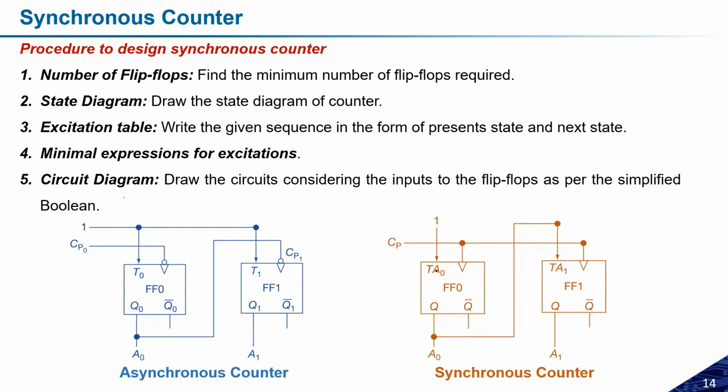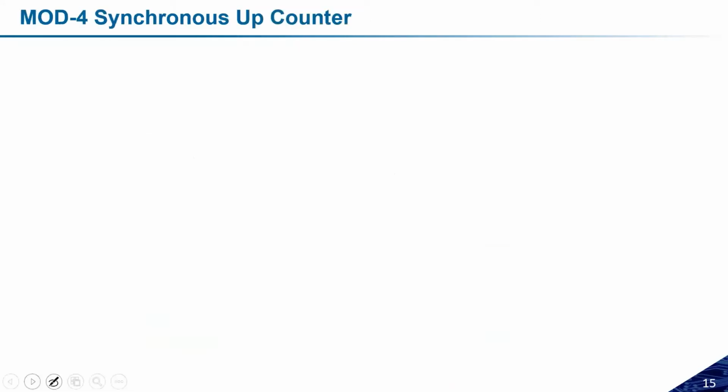So how can we design the synchronous counter? Suppose I have to design a mode 4 synchronous up counter, then what do I have to do? Mode 4 counter means what? Here M is equal to 4, which means 2 to the power n equals 4. If I try to find the number of flip-flops, n comes out to be 2. So 2 flip-flops are required to design this counter.